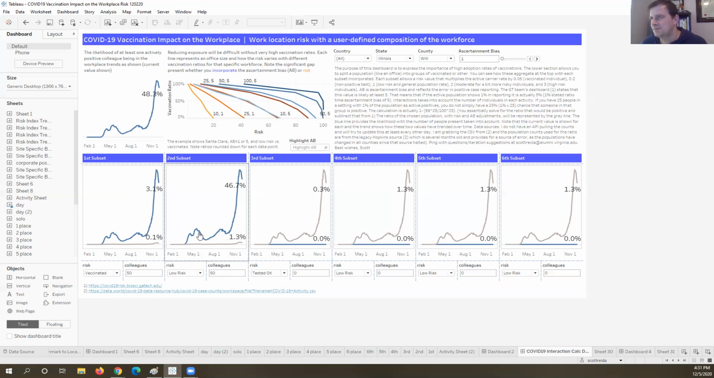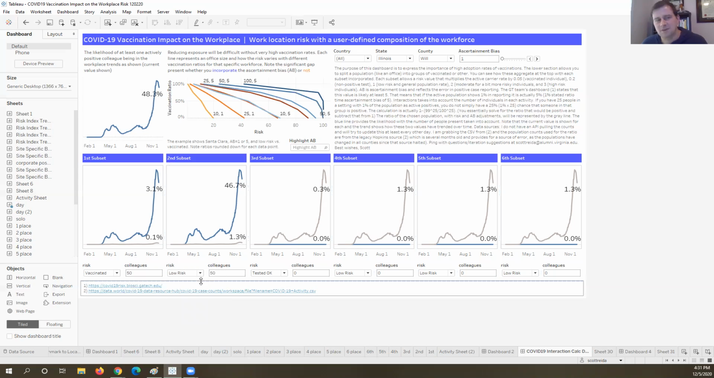So each one of these is done separately. So 3.1% chance for this group of 50, 47% chance for this group of 50. This low risk, so what do these mean? This is not the same as saying I go to a bar and it's a moderate chance that someone is positive. That's not the same thing, because you actually get that risk rate from the number of people you put here. So that would be double counting.